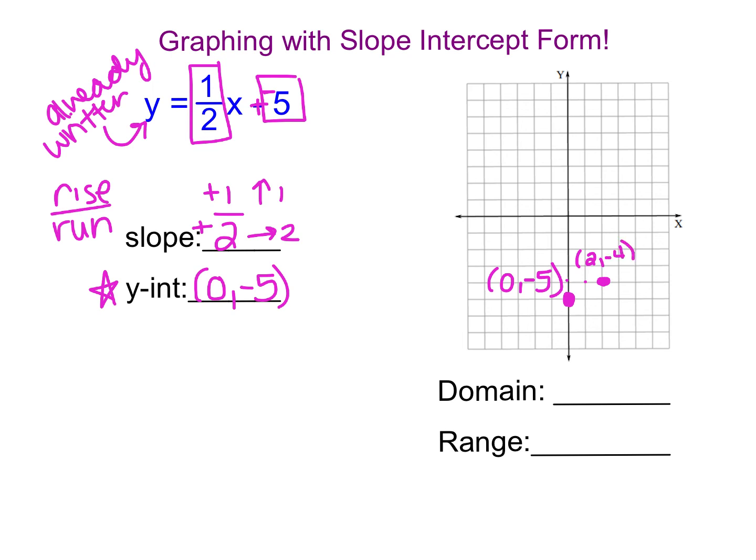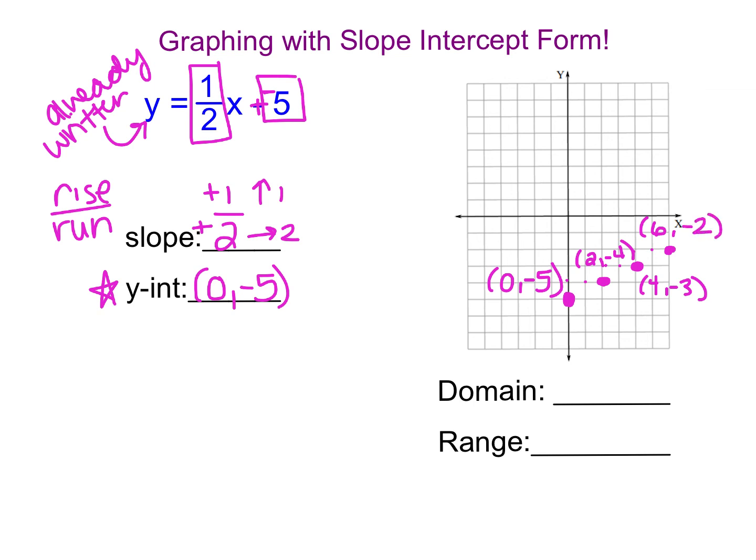Then we go up 1, right 1, 2. So we have another point. X is 4, y is negative 3. And we go up 1, right 2. So we have an additional point. And then that point is x is 6, y is negative 2.